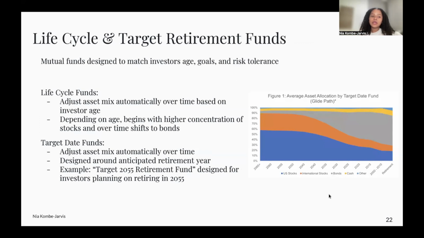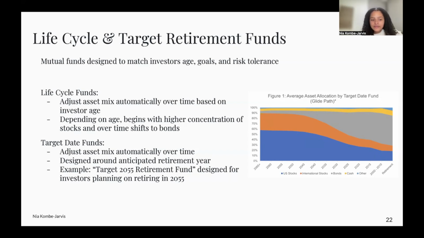And then finally, we also have life cycle and target retirement funds. So these are mutual funds designed to match investors' age, goals, and risk tolerance. They both adjust the mix automatically over time, depending on the investor's age. However, life cycle funds focus more on the life cycle an investor is in when they begin the fund, and it shifts over time as they get older. There'll be a higher concentration shifted from stocks over to bonds, as this figure over here to the right shows.